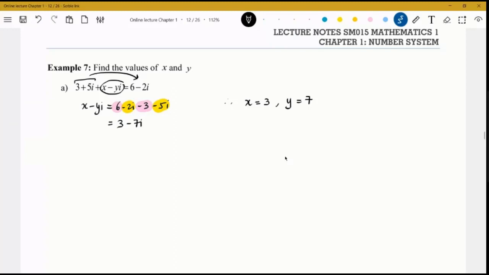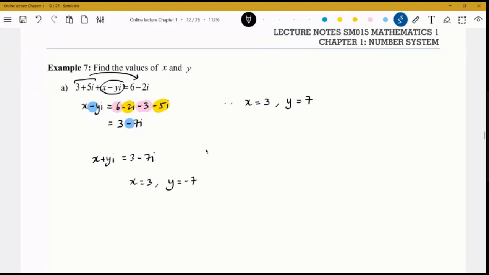Sebab ada negatif-negatif sudah. Yes, because we already have the negative sign here. It means we don't need to consider the negative sign here. So kita hanya ambil 7 saja. Okay, tapi kalau soalan kata x plus yi seperti ini, bermaksud x adalah 3, y kita adalah negative 7. Okay, so that's the two different things. So you need to know the differences of these two things.